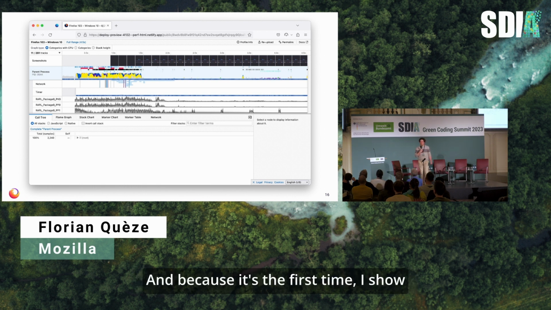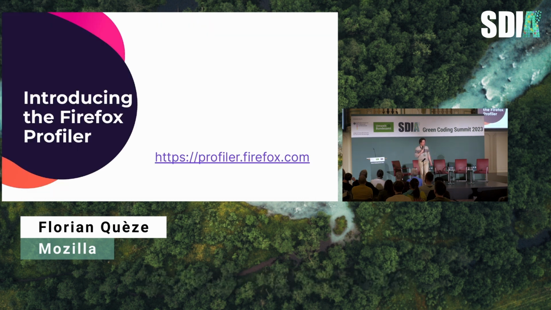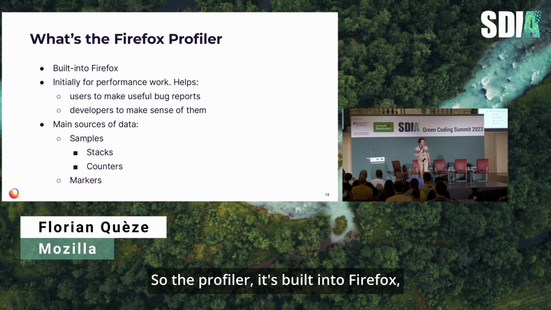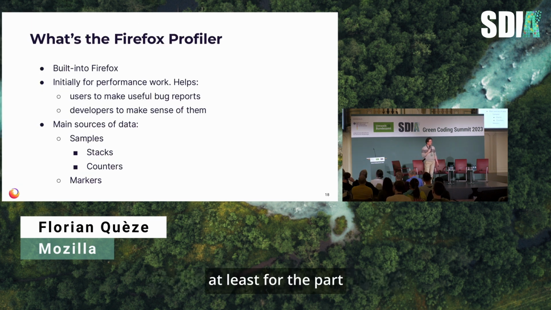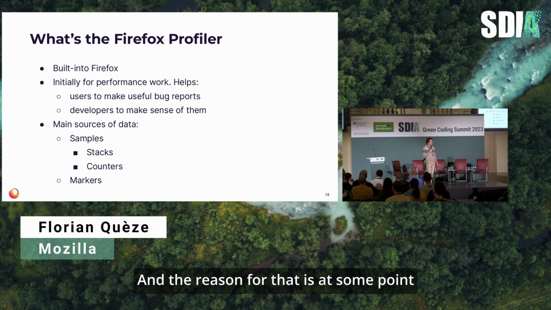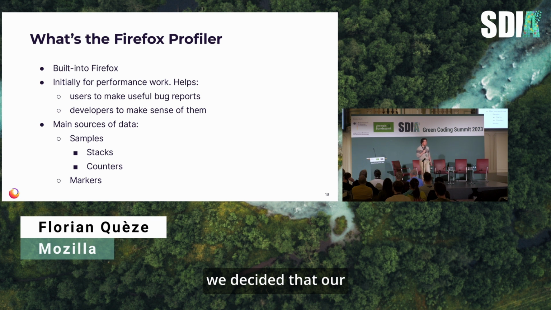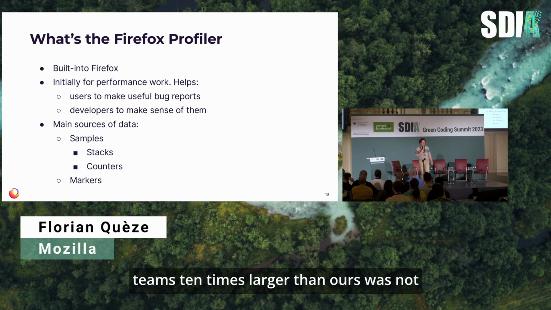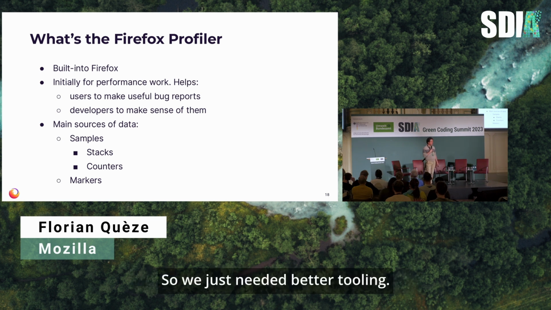And because it's the first time I show you a screenshot of a profiler, now is a good time to introduce the profiler and explain what it actually is. So, the profiler. It's built into Firefox, at least for the part that's recording the information. And we initially created it for performance work. The reason for that is at some point we decided that our competitors having engineering teams 10 times larger than ours was not a good reason for Firefox to be slower. So we just needed better tooling. And the profiler helps a lot for users to produce useful bug reports about performance and for developers to make sense of those reports. It uses multiple sources of data.